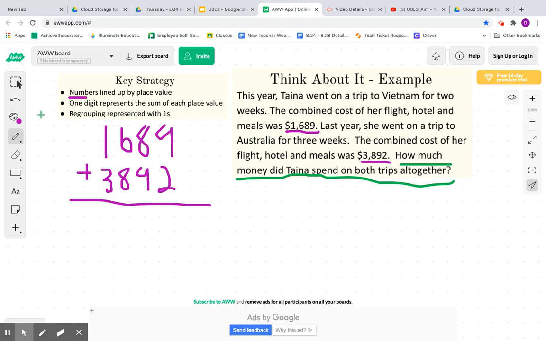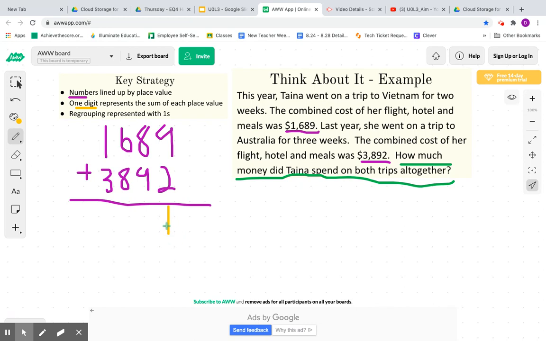Okay, so I am going to start adding here. So let me just pick a different color. 9 plus 2 is 11. So look at the second strategy. One digit represents the sum of each place value. So I cannot put an 11 here, but I can regroup, and I'm going to explain why regrouping works. 9 plus 2 is 11, but I could only put the 1 there.